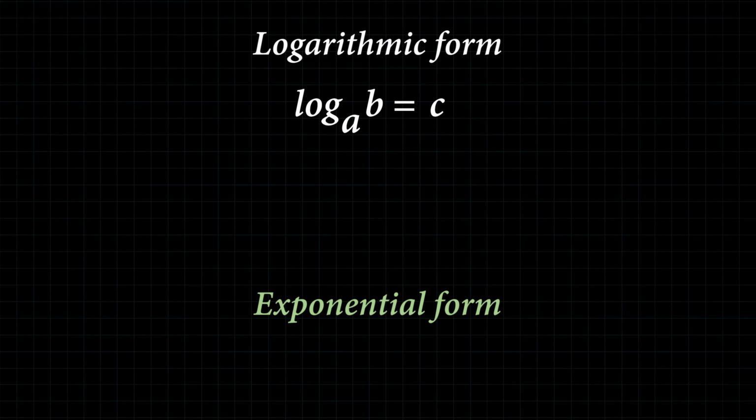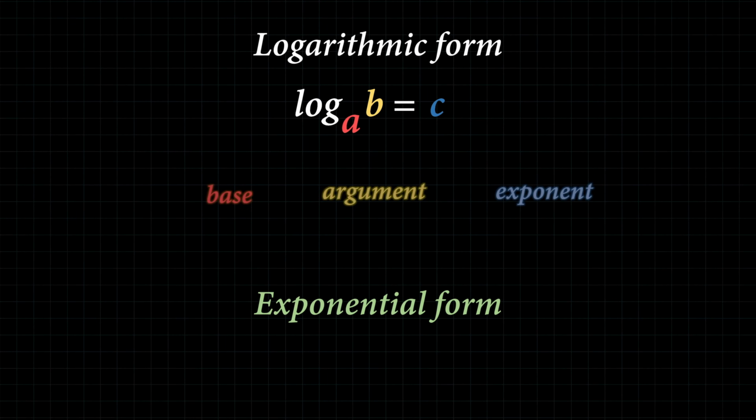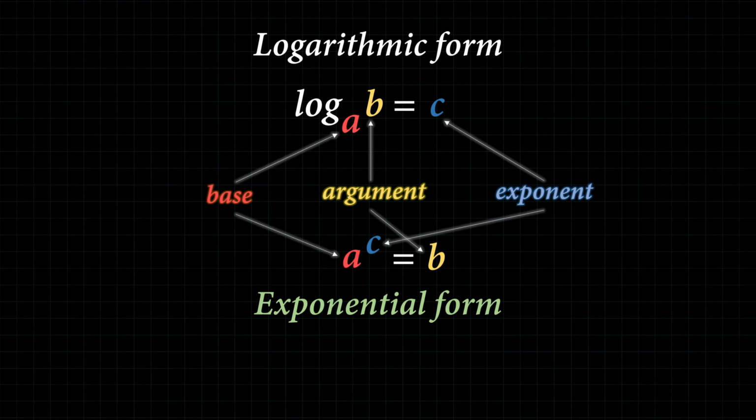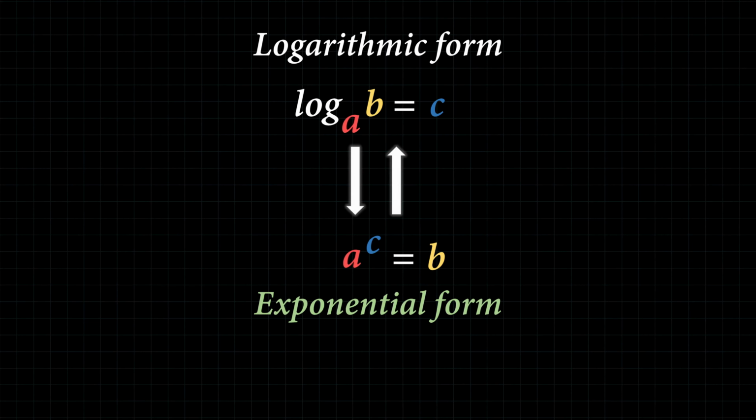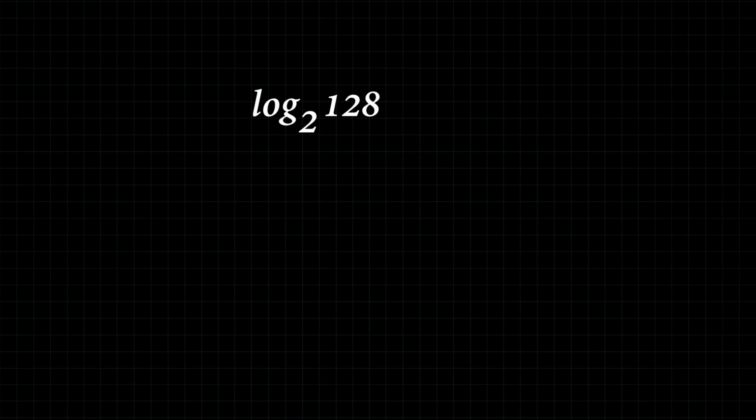The logarithmic form we've already seen, where the base is a, the argument is b, and the exponent is c. We're able to shuffle this into the exponential form, where the base stays as a. The exponent c is now actually in the exponent slot, which makes sense now. And our argument b is on its own. And like all log rules, it can be converted back and forth. Now let's see where we can use this.